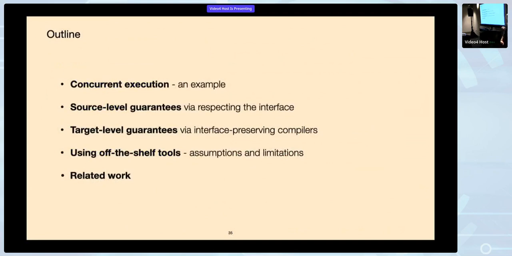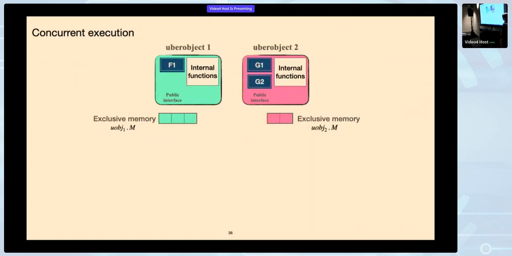Okay, so in the rest of this talk, I'm going to give you an example of concurrent execution to show you how our abstract semantics work. I will talk about what these source level guarantees are, and then I will talk about the target level guarantees, and I will show you how we can use off-the-shelf tools, and then briefly I'll talk about the related work.